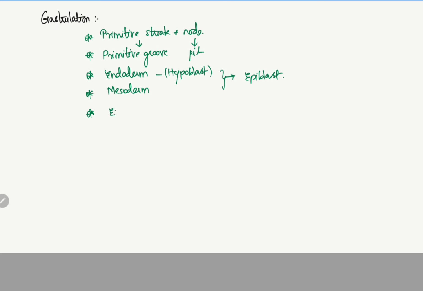Then once the mesoderm is formed, the remaining layer of the epiblast is called ectoderm, so the ectoderm is also formed. Then the formation of the notochordal process or tube, which extends from the primitive pit or primitive node to the prechordal plate. So these are all the things which happen during the process of gastrulation, and the anomalies will be discussed in the next video.